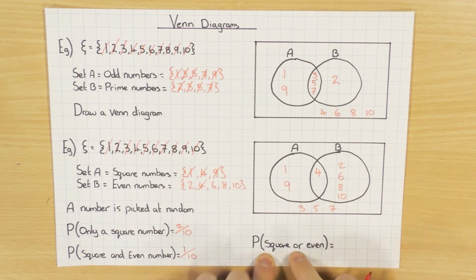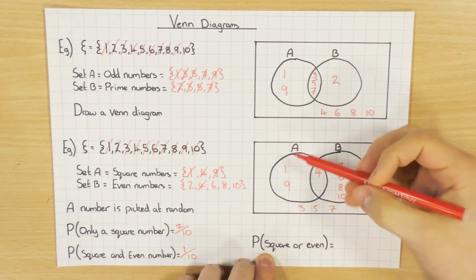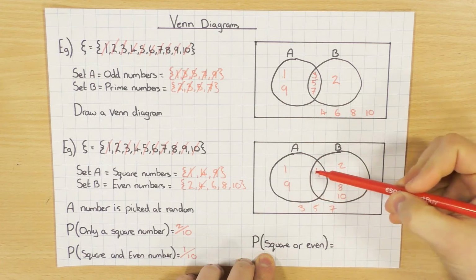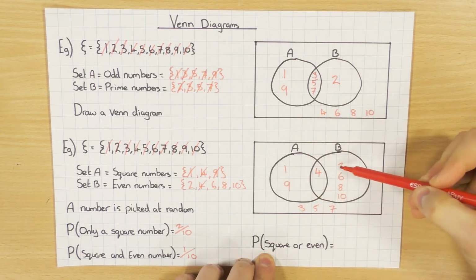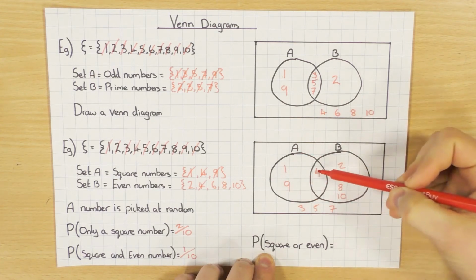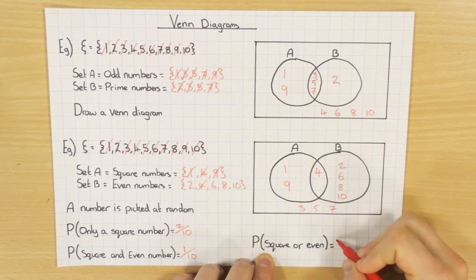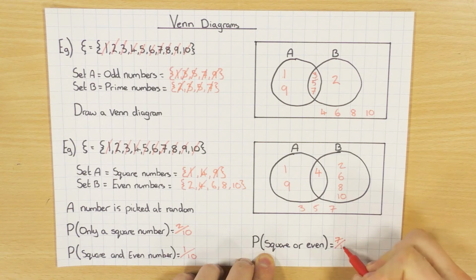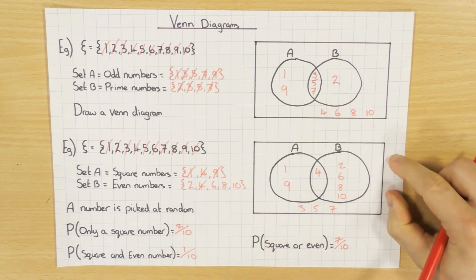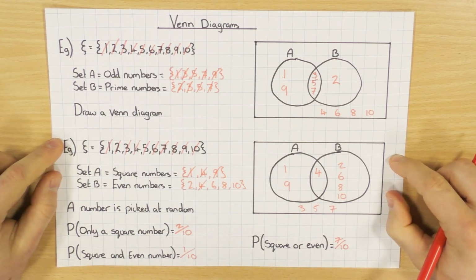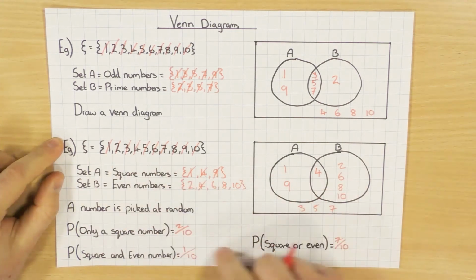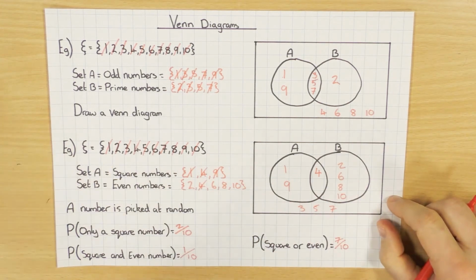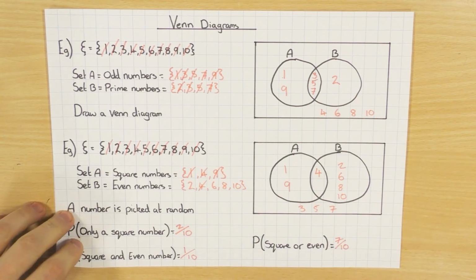And this one here, a square or an even number. So it's 1, 2, these ones have this one here and these ones here. So 1, 2, 3, 4, 5, 6, 7 numbers that satisfy being a square or even out of a possible 10. Okay, so that's an example of filling in the Venn diagram and then obviously using it to help you with the probabilities. So let's have a look at a few more examples.